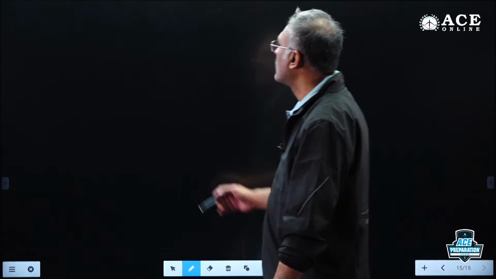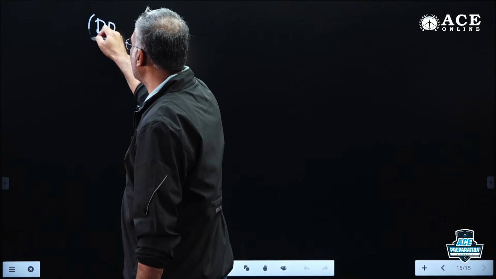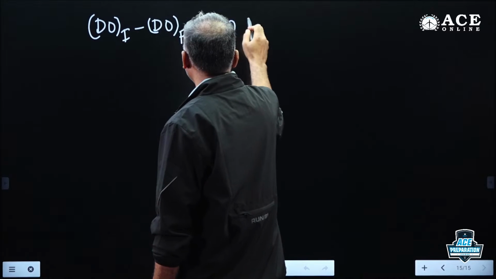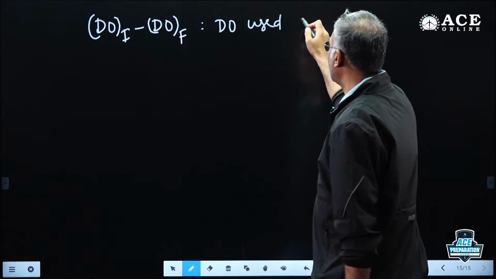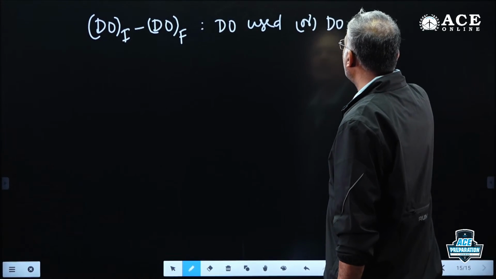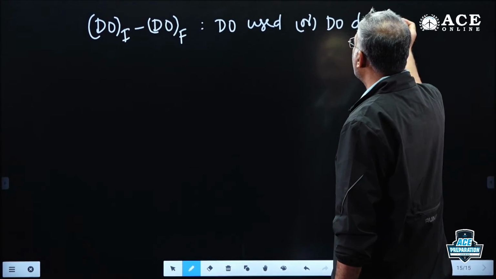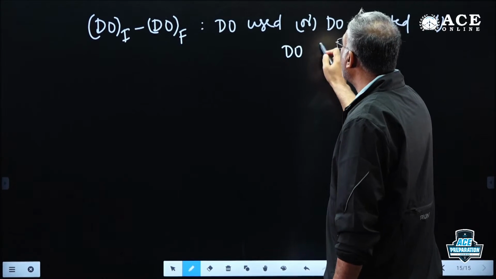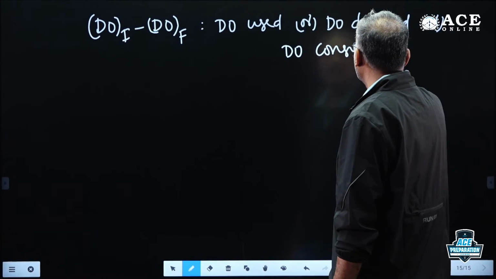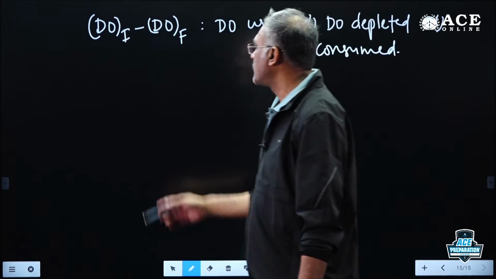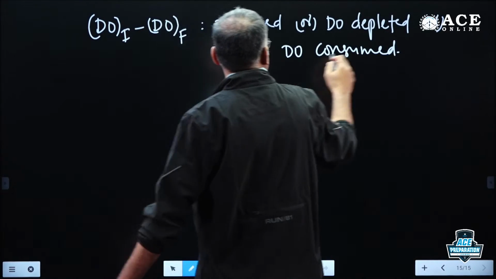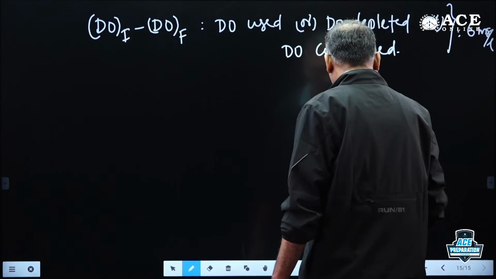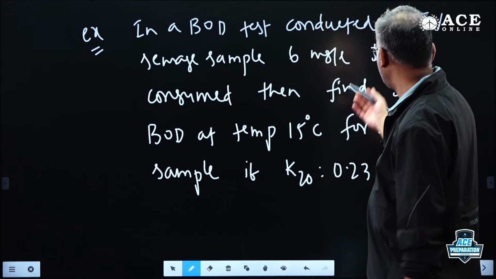How to link them? What is given is, straight away, DO initial minus DO final is equal to DO depleted or DO used. Who depleted, who used the DO, or DO consumed? Microorganisms. All of them are the same. So this is given in the question as 6 milligram per liter.